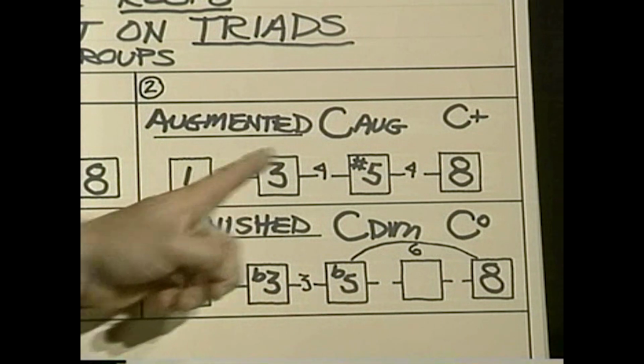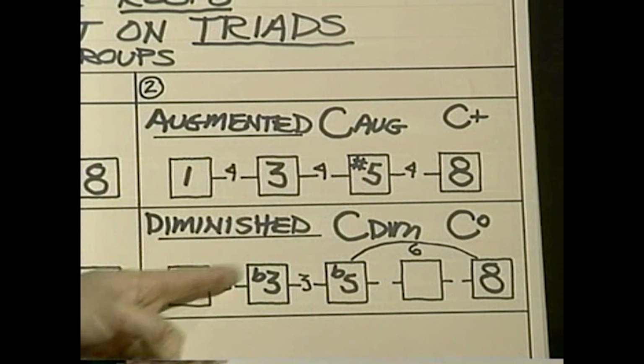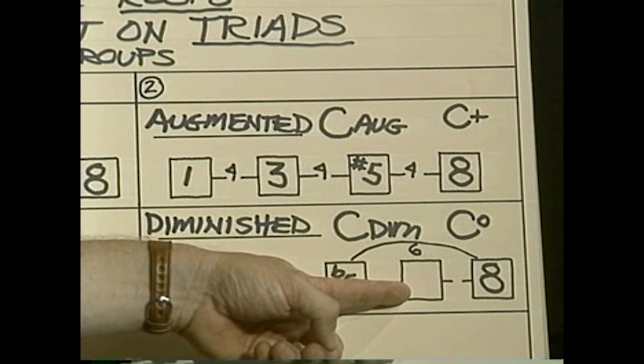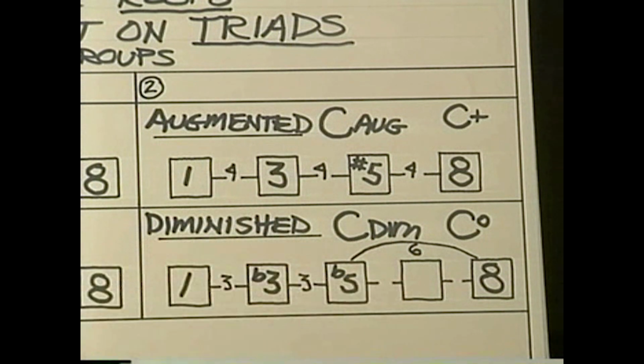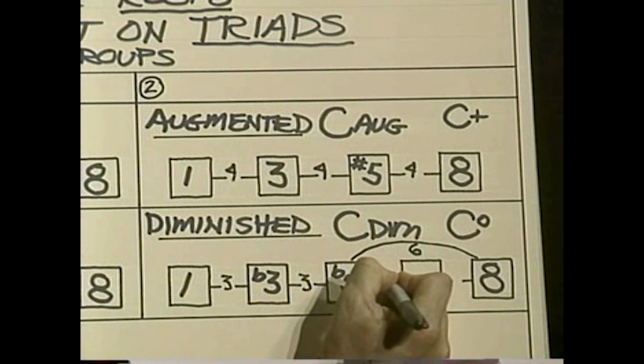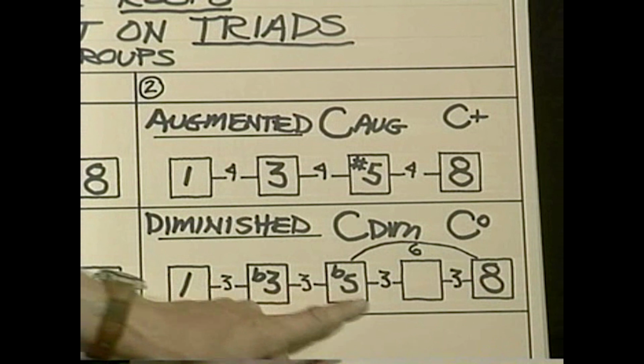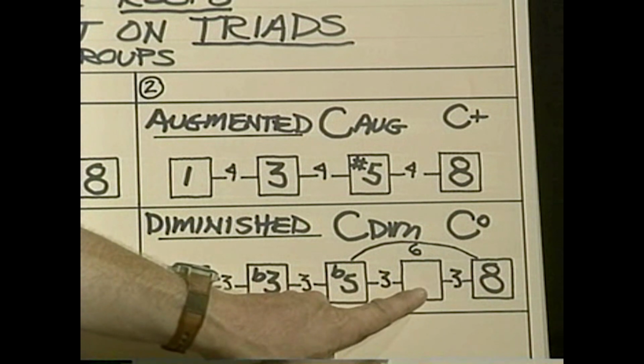Here we had 4, 4, and 4. Here, so far, we've got 3, 3, and 6. But if I include this other note right here, then we would see that there's actually 3 half steps here and another 3 half steps here. This note, interestingly enough, is note number 6 in our musical number system.